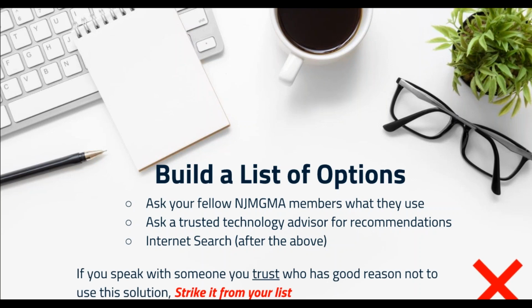Here's another thing. If you speak with someone that you trust, any of those first two groups, and they have a good reason not to use the solution, just strike it from your list. We're going to revisit this. We'll see this red X throughout the rest of the presentation, because it's all about shortening your list. It's all about spending the least amount of time that you can to determine something is not going to work for you, so that you can focus on the ones that might work for you according to your value statement.